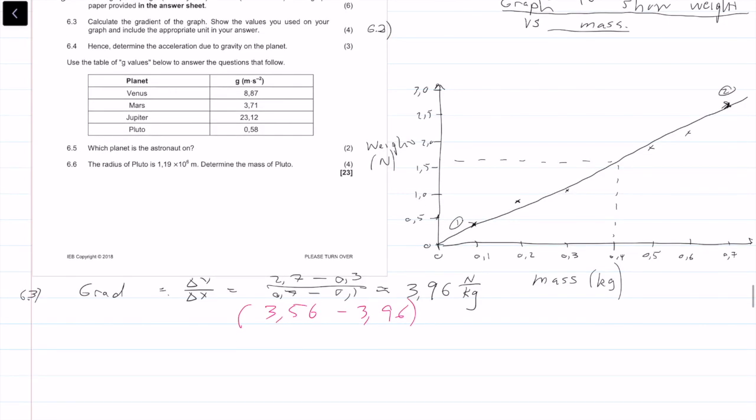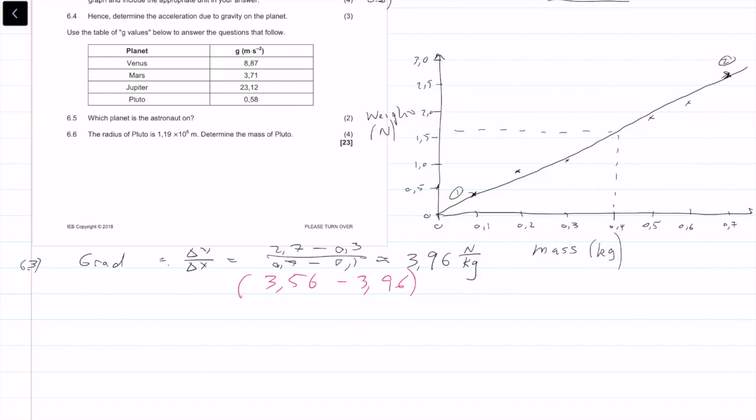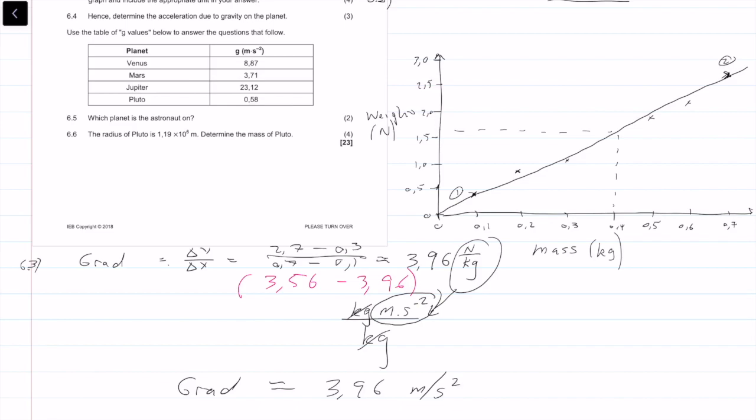Let's go for it. Newton is a force, which is a mass, kilograms, times acceleration, meters per second squared, over a kilogram. These two things are equal. The kilograms cancel each other, so we're left with meters per second squared. So our gradient is roughly equal to 3,96 meters per second squared. Either of these units is actually fine. It doesn't really make too much of a difference.